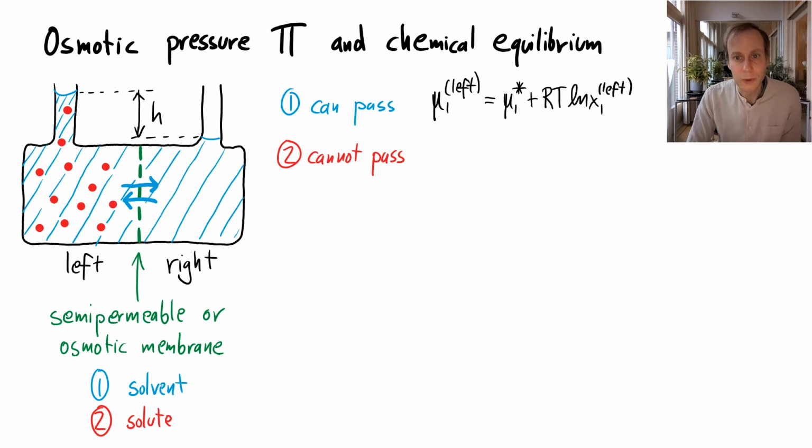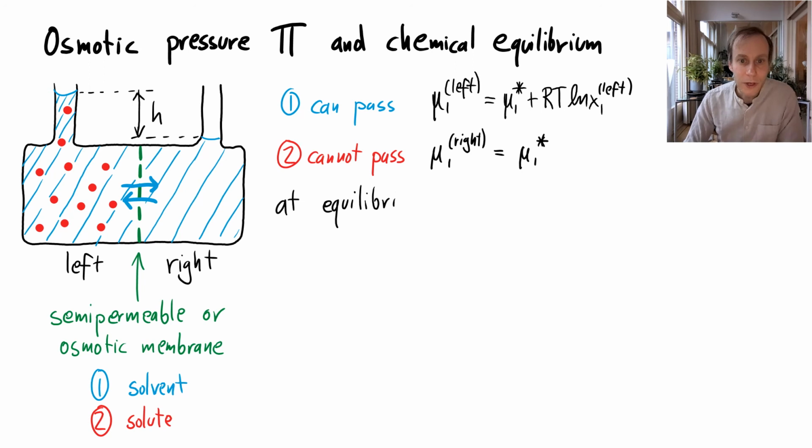In the left reservoir, the chemical potential of the solvent, component 1, is simply the chemical potential of the pure solvent, indicated by the star, plus the concentration-dependent term, or here mole fraction dependent term, right? In the right compartment, on the other hand, the chemical potential of the solvent is simply the chemical potential of the pure solvent, since there is no solute in it.